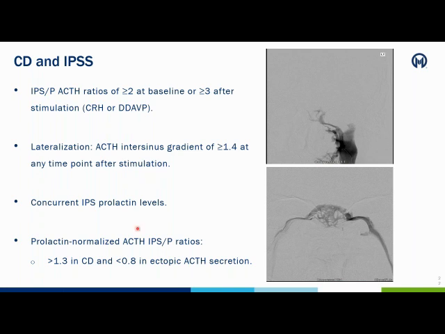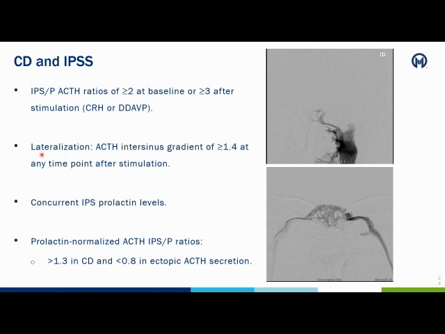So as I mentioned before, the IPSS is the gold standard. It has a sensitivity and specificity of 96 and 100% in differentiating central versus an ectopic source of ACTH. And this is what we use as guidance. If you have IPS to periphery ACTH ratios of more than 2 at baseline or more than 3 after stimulation with CRH and DDAVP, that's an almost certain diagnosis of a central, pituitary source of ACTH.